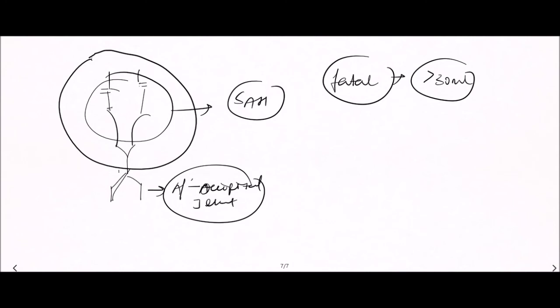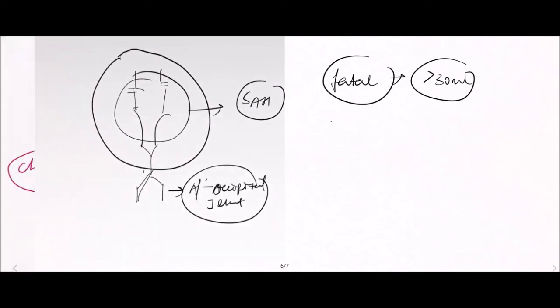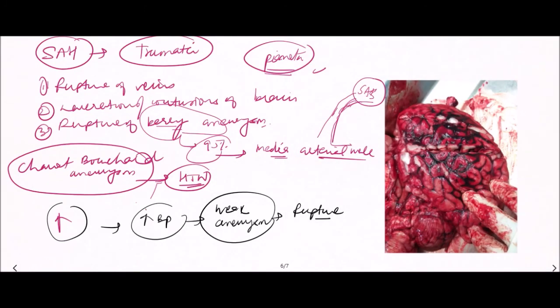Now, the SAH, the subarachnoid hemorrhage, it's as shown in the picture. This is the SAH, subarachnoid hemorrhage, which is just above the pia mater. This is the SAH all over.